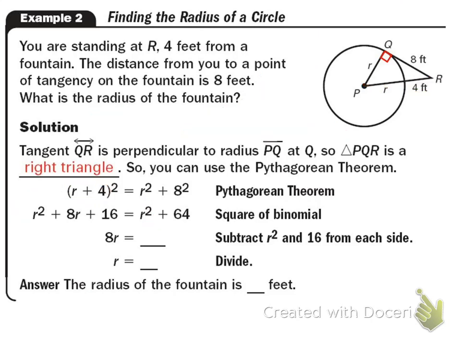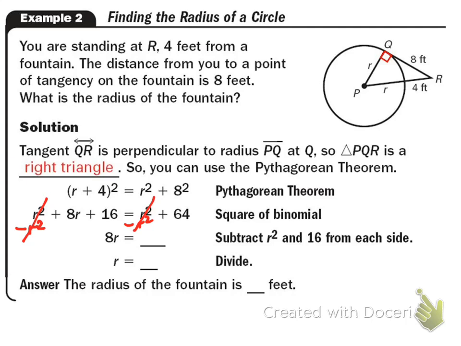No, I want to get rid of the whole r squared. I want that whole term gone. So I would want to subtract r squared and get that gone. But if I subtract r squared from that side, you must also subtract it from the other side. So what happens to r squared? Cancels out. Now I've got 8r plus 16 equals 64.